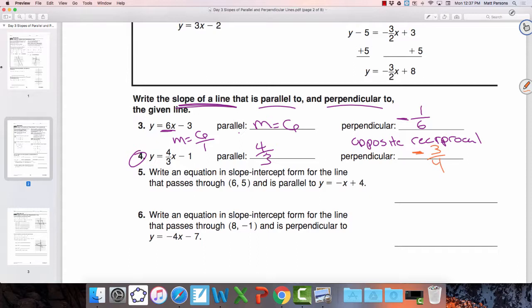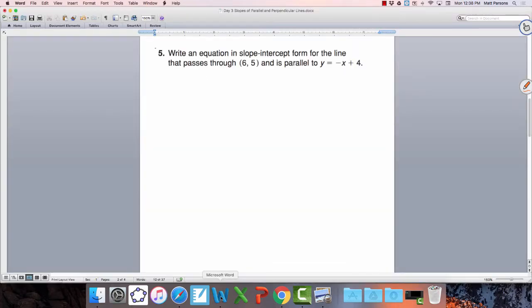Now, 5 and 6 are all about writing the equation of a line. So 5 and 6, I'm writing the equation of the line that passes through a point and is either parallel or perpendicular to another line. So we need a process to do that. So let's take 5 separately. 5 says that it's parallel.